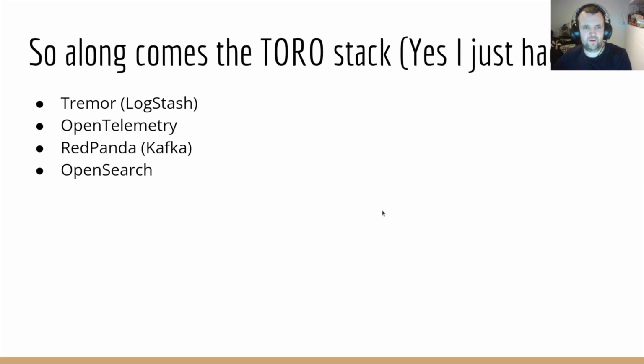So I just had to dub it the Toro stack. So I didn't put any logo here with like a bull or anything, or like the Spanish variant, but it's basically Tremor, OpenTelemetry, Red Panda as a replacement for Kafka that's typically used in these kinds of systems, and then OpenSearch with OpenSearch dashboards, or Grafana for doing stuff like visualizations and queries.